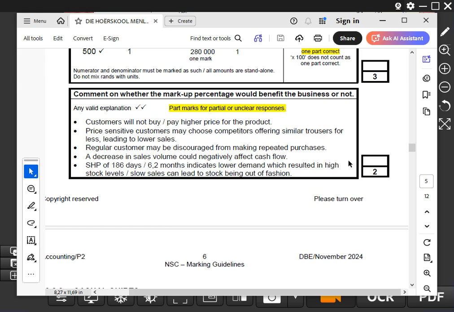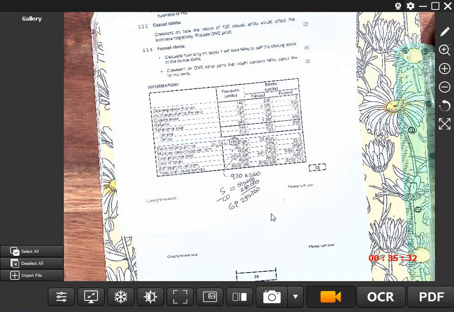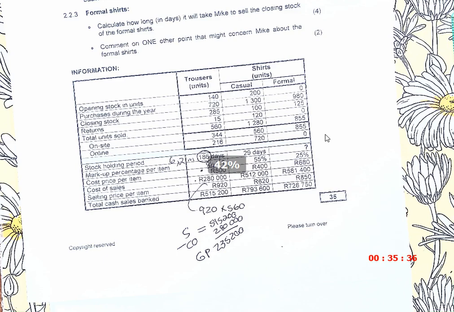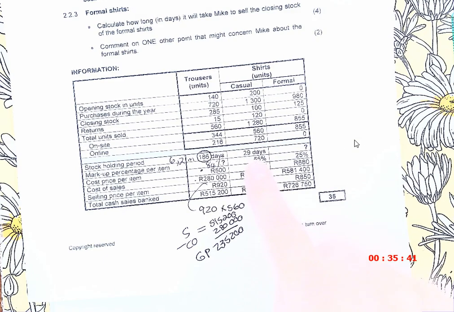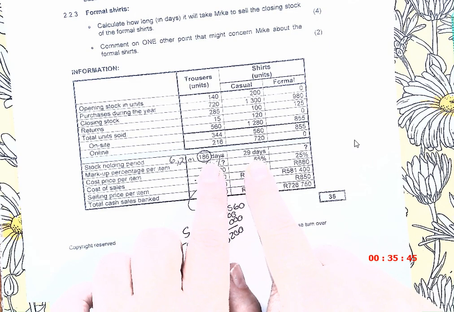Okay. Yes. So you also compare it to the other clothing items that we have in the shop. Okay, so what he's saying is you can also look at the other items. If you look at your shirts, can you see this is only 29 days? Just compare those two, then you can see this is not a popular item.